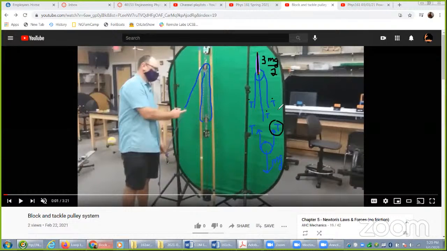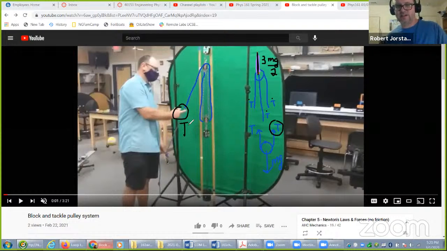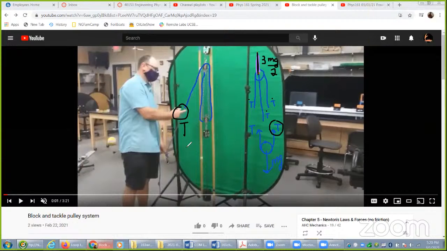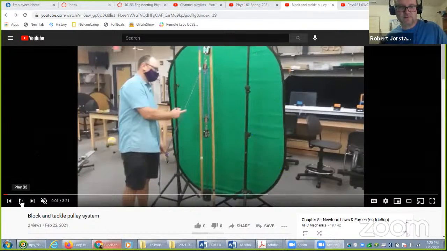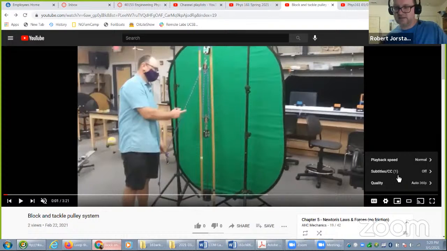Aren't you holding one of the strings too? So I'm pulling down on this string and I have to exert force T, right? If I'm not pulling on the string, there's no tension. And so let's get in here and look at this one. Let me play this one and let me see what my speed is at. Okay, we're at normal speed.